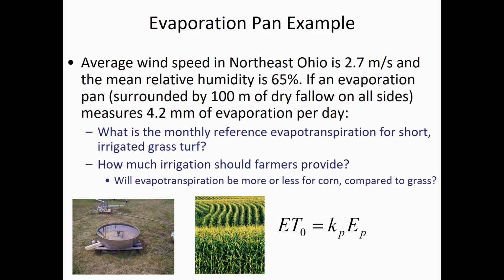So we have to find out which K sub P to use. The E sub P is easy enough. That's just the pan itself, measured at 4.2 millimeters of evaporation per day. So finding the correct K sub P is what we need to look up on this table.